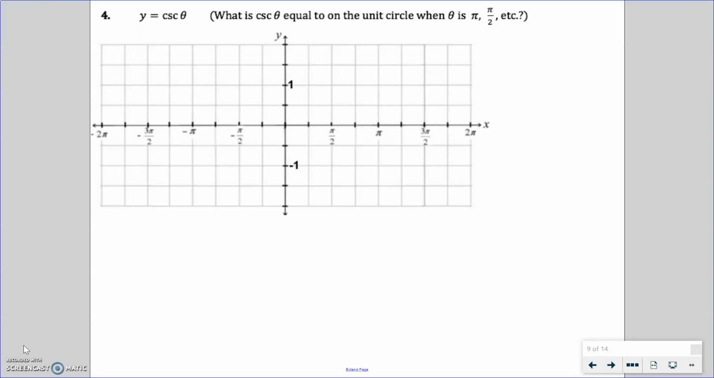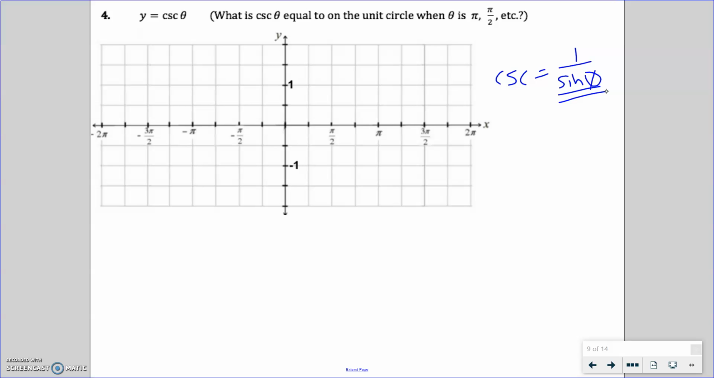My recommendation for all of these ones is you can absolutely use the unit circle, but my thought is if we've already graphed sine, cosine, and tangent, then graphing cosecant, secant, and cotangent is technically graphing the opposite of the other ones, right? For example, cosecant is 1 over sine of theta. So I can use my answers from sine of theta from question number 1 to help me with my answers for cosecant.